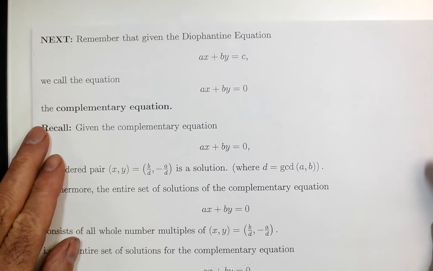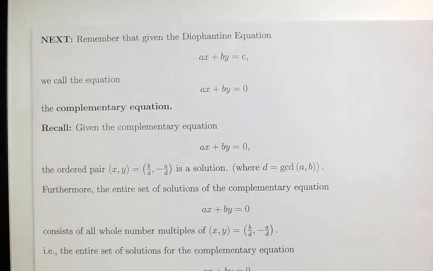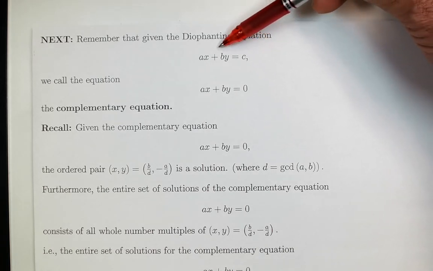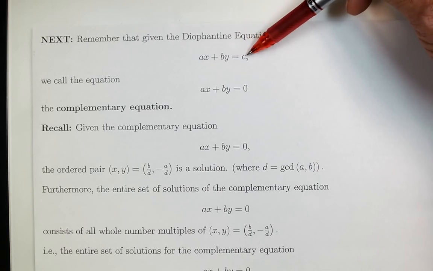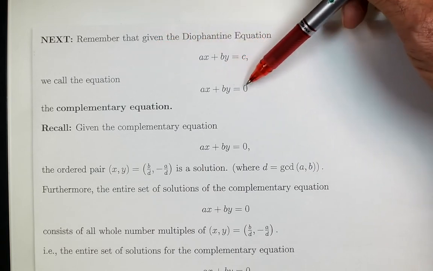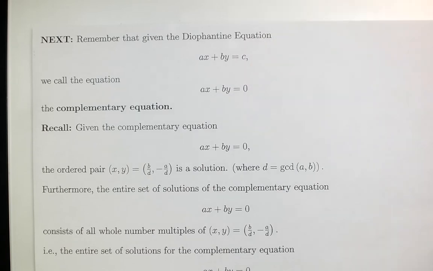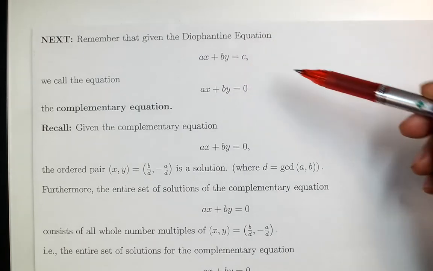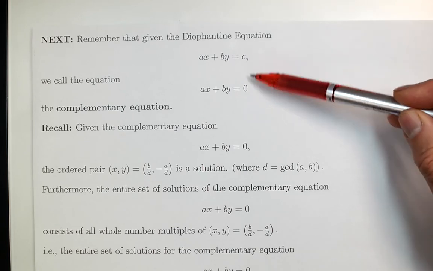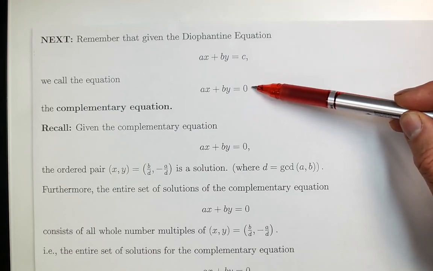Something else that we saw before spring break. If we have the Diophantine equation ax + by = c, then we call the equation ax + by = 0 the complementary equation. What's the difference between the two? We just take the right-hand side and set it to 0 to get the complementary equation.